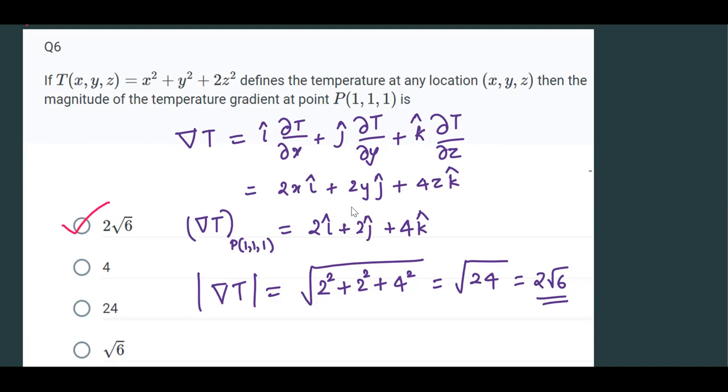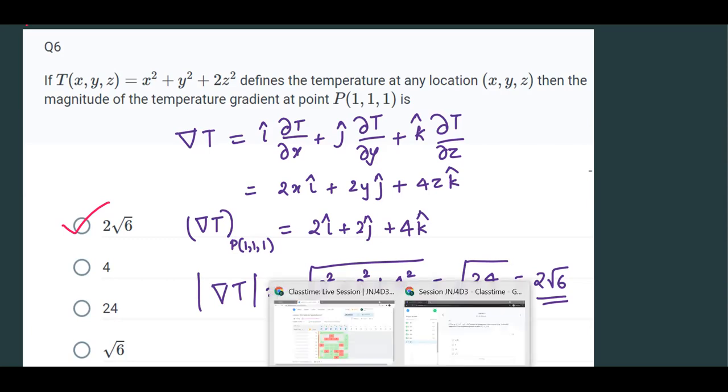It is not asked for normal, and it is not asked for directional derivative. They just said magnitude of the temperature gradient. It didn't ask in a particular direction also. So, all right, next question.